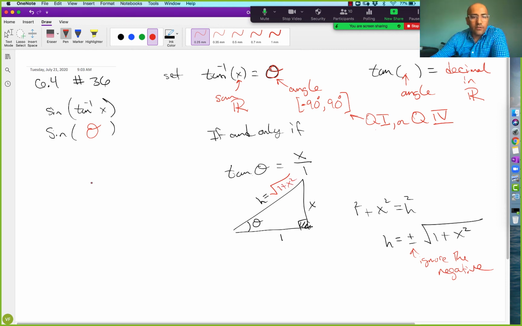So we're ready to answer our question. They want to know what is sine of theta, and here is theta. Sine of theta is opposite over hypotenuse, so my final answer is going to be that this is equal to x over square root of 1 plus x squared.